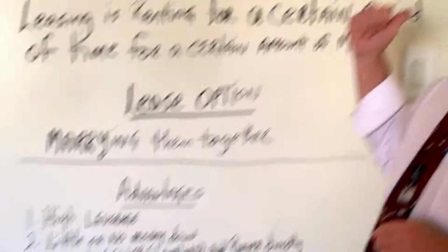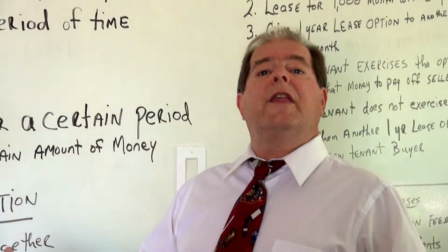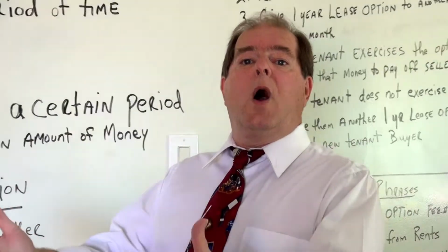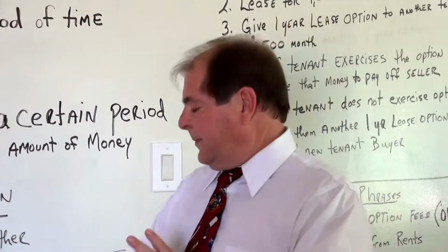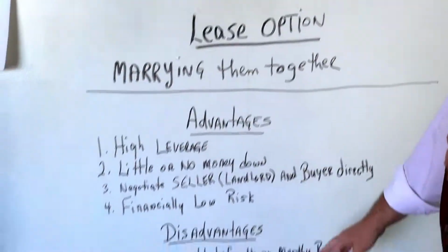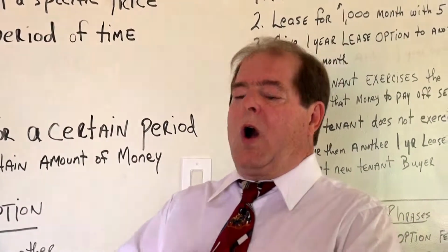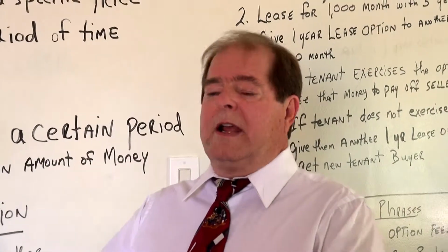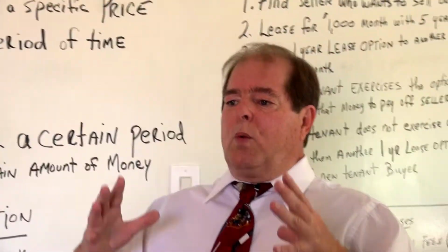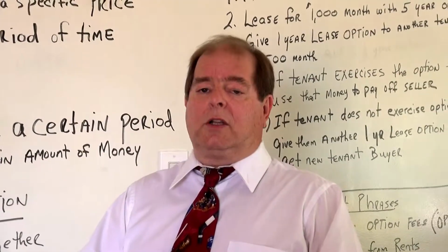So if he defaults on the $1,500 a month that he's paying us, we still owe the $1,000 a month to our landlord or seller, whatever you want to call him. Okay. Next is the investor failing to do due diligence. Due diligence is checking out all the information that you possibly can. Could have to do with the expenses, could have to do with the income, but you have to check everything out. And checking everything out is called due diligence.